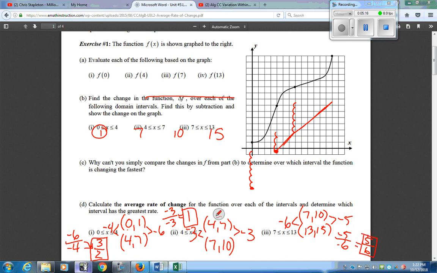So the part of this line that's the steepest would be the first part, the one with the 3 over 2. That would be the greatest rate of change, because that is equivalent to 1.5, and that's higher than 1. And then the 0.83, which we get from 5 over 6.